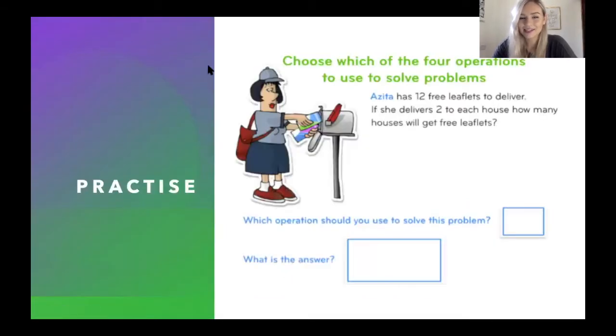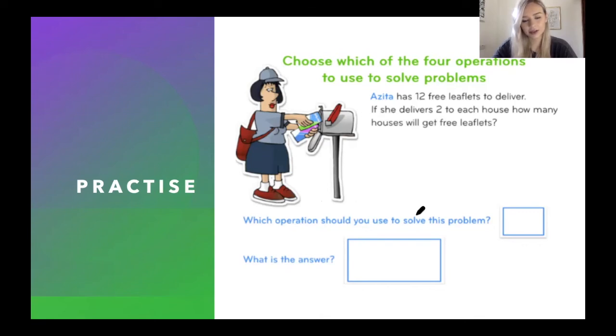Here we get to meet Zeta again. It says choose which of the 4 operations to use to solve the problem. I'll read it to you. Zeta has 12 free leaflets to deliver. If she delivers 2 to each house, how many houses will get free leaflets? So she's got 12 of them to deliver, and she's going to deliver 2 to each house. How many houses are going to get free leaflets?